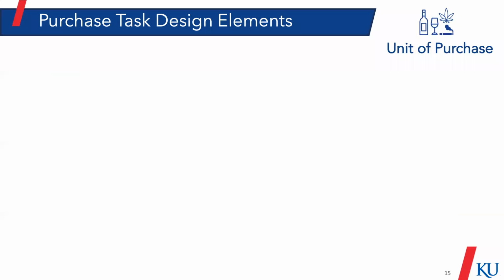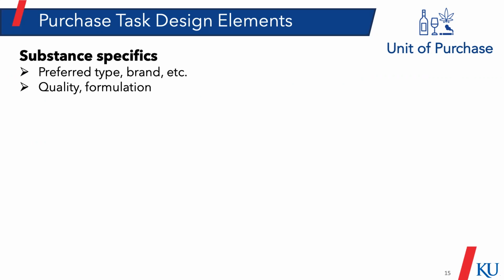And this is really important, especially for when we get into illicit substances and kind of outside of alcohol and cigarettes. But there's essentially three key elements here. The first is substance specifics. So we often say to participants, you're purchasing your preferred type or your preferred brand of cigarettes, your preferred alcoholic beverage, whether that's a beer, wine, liquor drink. We also will tell you about the quality of it.